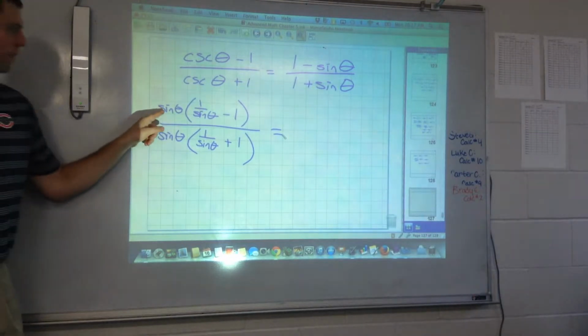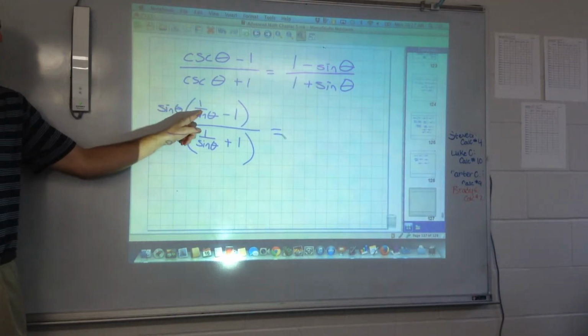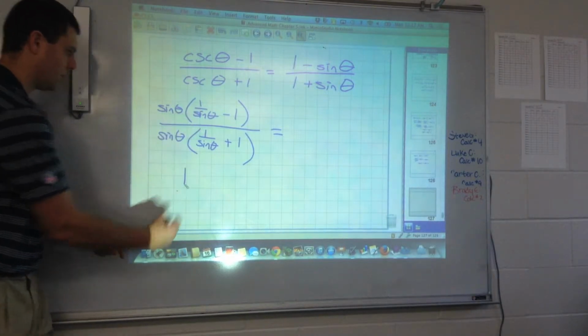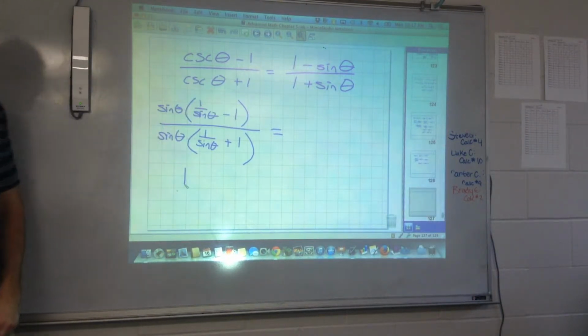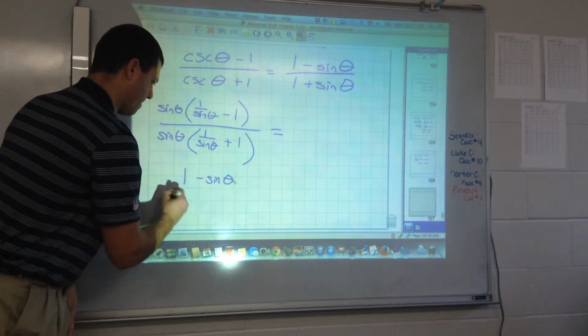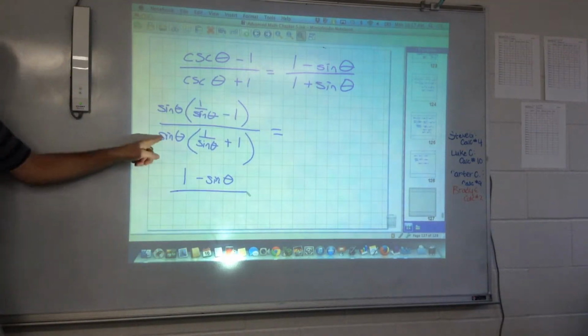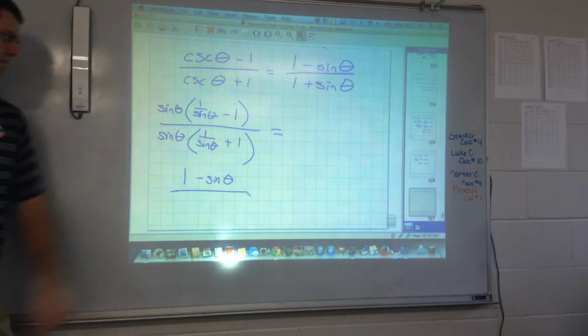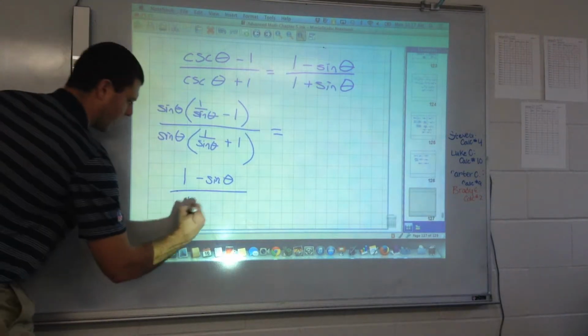And now if you look, if I take sine theta times 1 over sine theta, what do you get? Then sine theta times negative 1. Minus sine theta, right? How about on the bottom? 1 plus sine theta, and you got it.